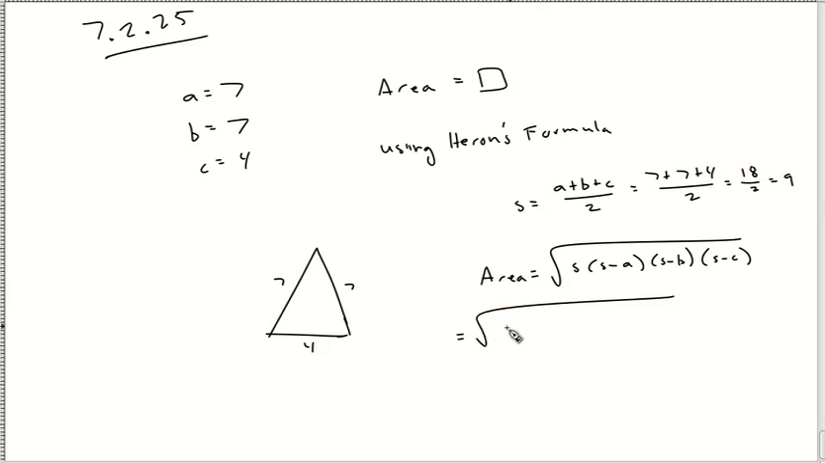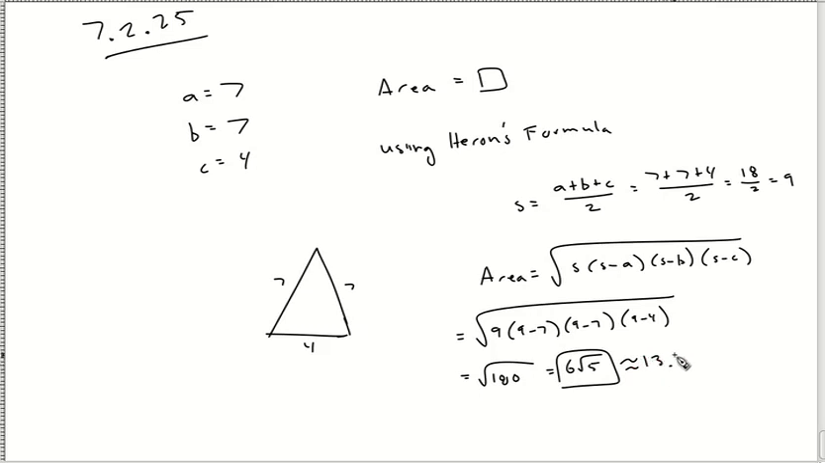So here we go. I got the square root of 9 times 9 minus 7, 9 minus 7, 9 minus 4. When you put all that in the calculator, I got square root of 180, which simplifies down to 6 square root of 5, which is exactly what they're looking for. Or maybe not. Maybe they're looking for the approximation. I have both boxed in, but if you needed to go this way, that's fine. If you needed to go to the calculator, that's fine too. I'm sure that you can do this.